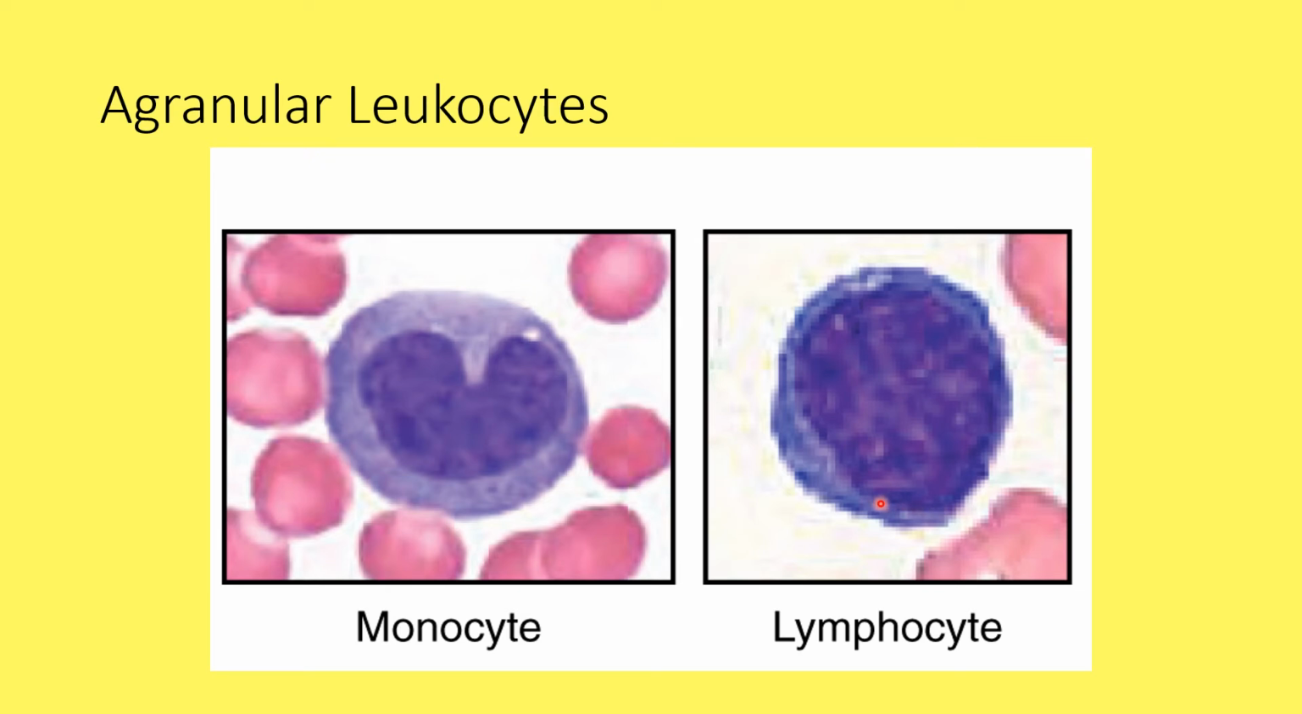So the lymphocyte, you can see this huge nucleus, takes up almost the whole cell. And then the monocyte kind of looks like a U or a horseshoe, depending on your point of reference.